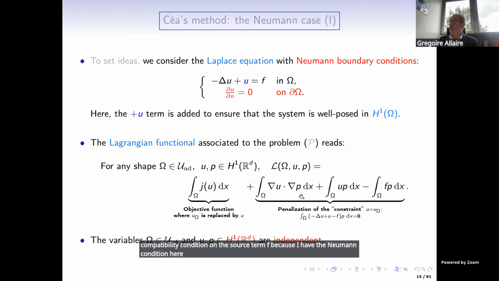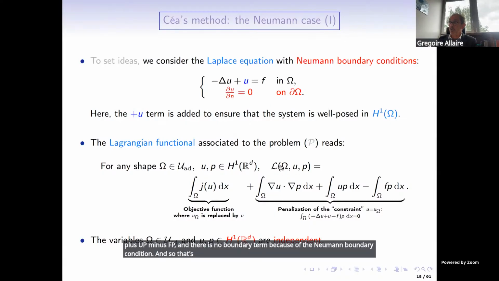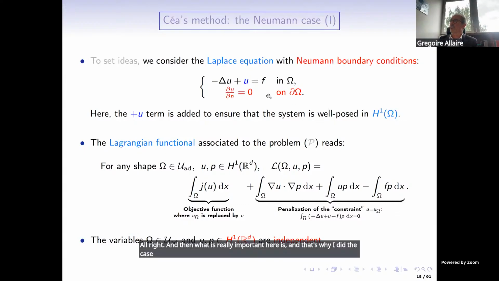The variational formulation in this case is very simple. This is simply the integral over omega of nabla u dot nabla p, where p is like a test function, plus up minus fp, and there is no boundary term because of the Neumann boundary condition. That's my Lagrangian, depending on omega, u, and p. What is really important here, and that's why I did the Neumann case first, is that u, p, and omega must be three independent variables.